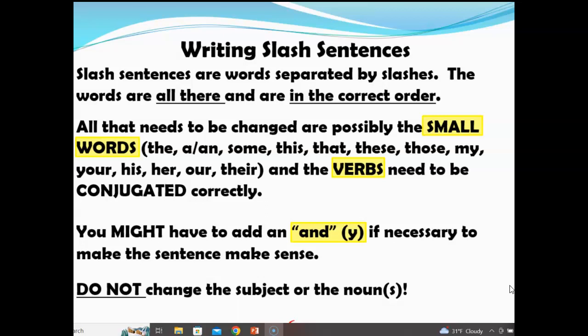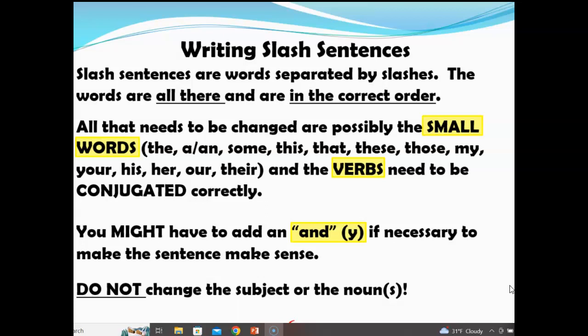All you might have to do is adjust the small words like the, a, and, some, this, that, these, those, my, your, his, her, our, or their. Those are all the small words that we've been studying. And the verbs will need to be conjugated correctly, okay? You might have to add one word, and that's and, which is the letter Y in Spanish, pronounced E, if you need it to make the sentence make sense.